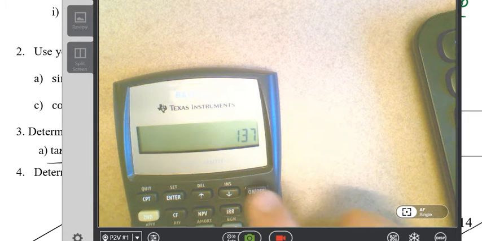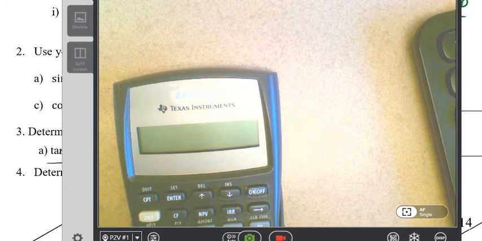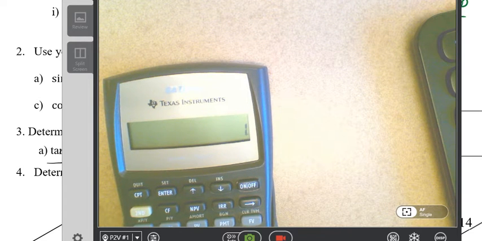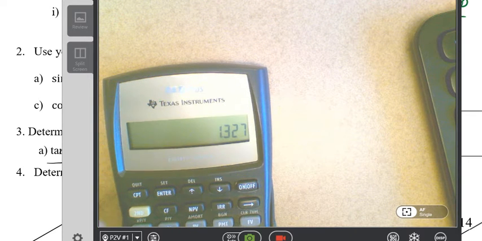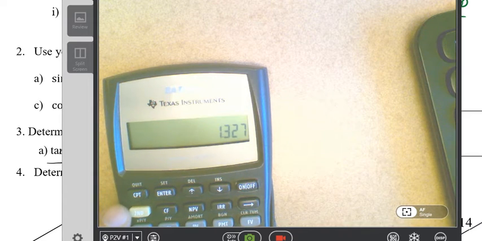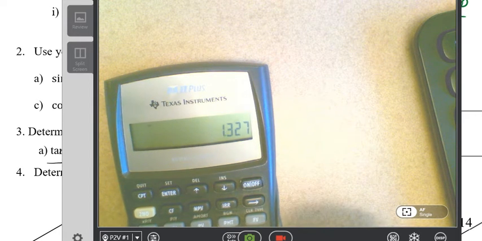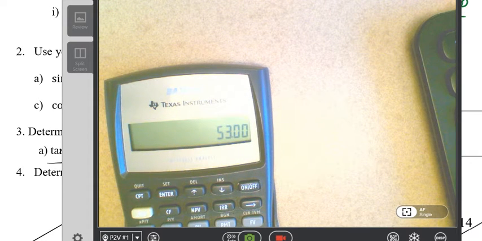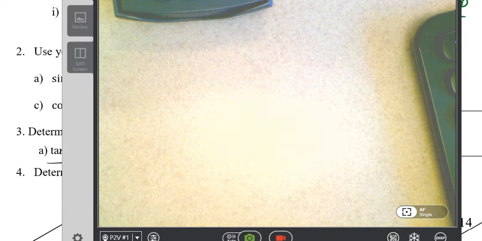1.327. I have to find the arctan. Where is it? It's on here somewhere, I think. Oh, inverse. Inverse tan. 53.0. So it rounds it for me, right? So you put the number in first, then shift tan on a one-line calculator.